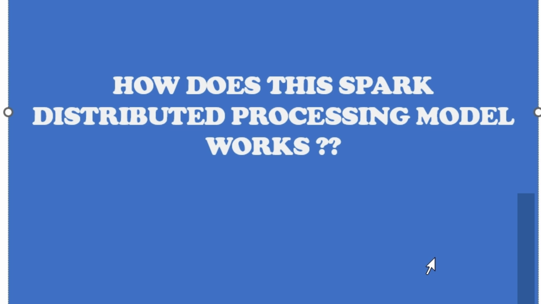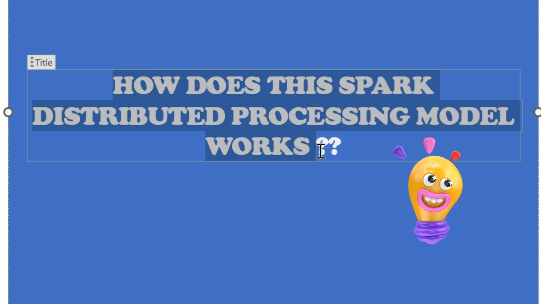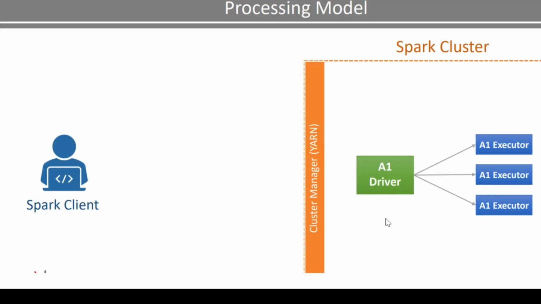As we know, Spark is a distributed processing engine. Now let's discuss how this Spark distributed processing model works. In this diagram, there is a client, and I'm going to explain the process of how the application is submitted to the cluster and what is the process behind the driver and executor jobs.